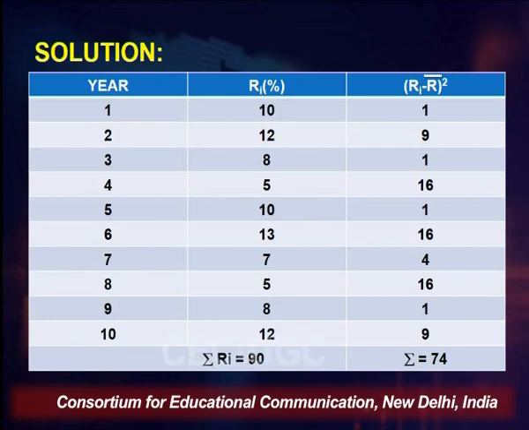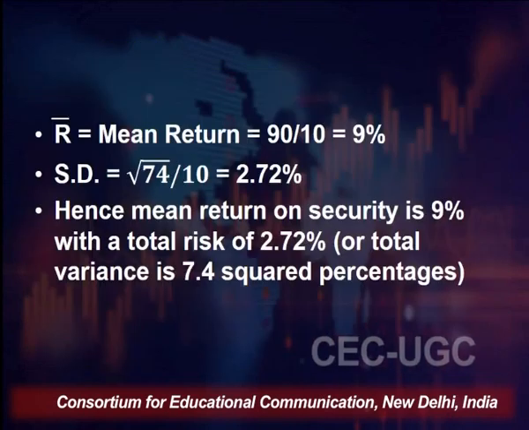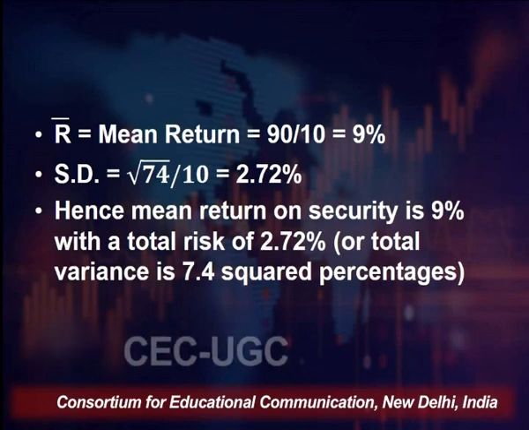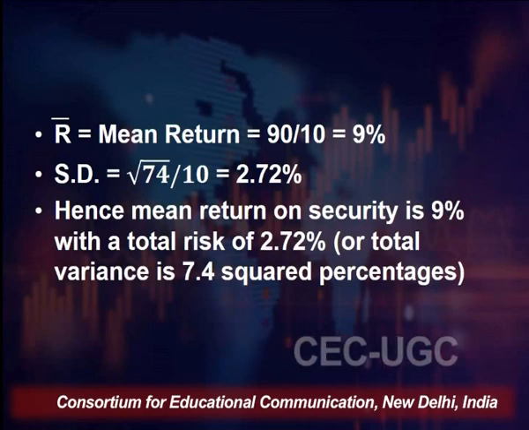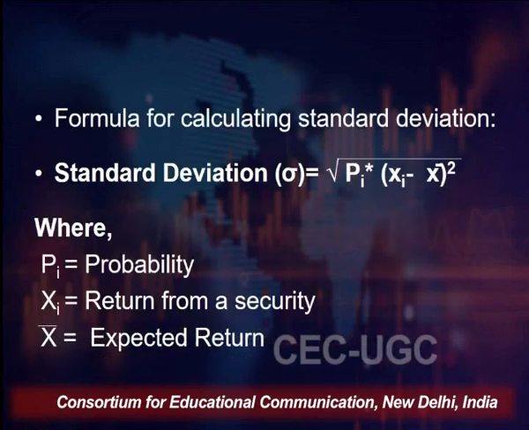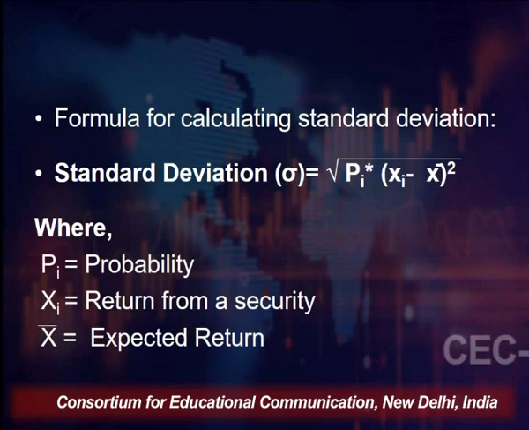And in this way, you have calculated R minus R bar, that is return in a particular period minus average return, whole square of it. You make a summation of it, that comes to be 74, right? So the mean return is 9%. So the standard deviation will be 74 divided by 10. 10 is your time period. That is, in the formula, if you recollect, the formula which we have used is the square root of the summation of Pi into Xi minus X bar whole square. That was for a particular period.